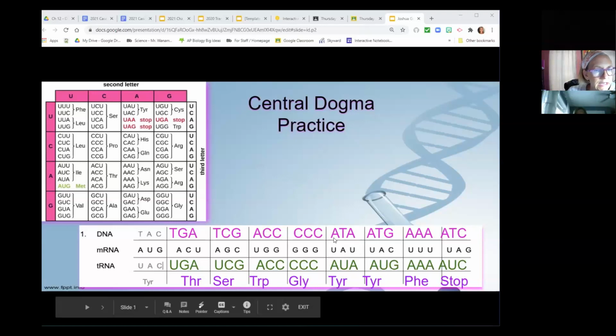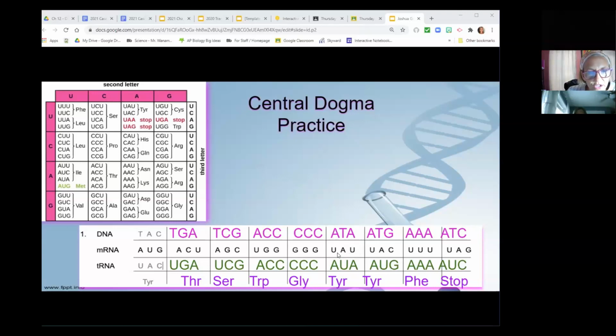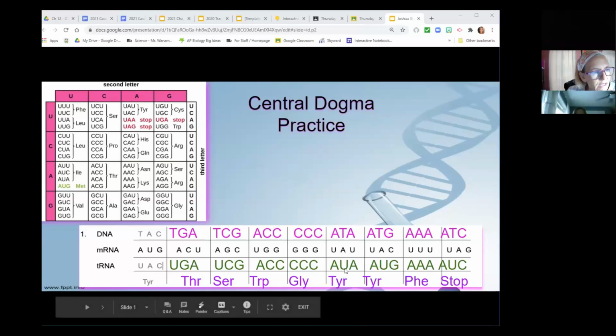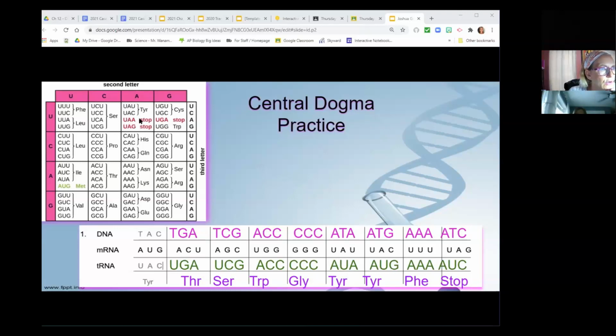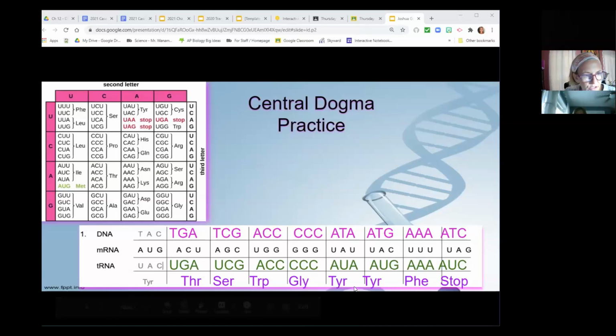So if I'm spot checking here, UAU, U bonds to A, bonds to T, except it will be U in tRNA. U bonds to A. So I'm going to look up UAU. UAU is tyrosine. So did we get serine, tryptophan, glycine, tyrosine, phenylalanine, and stop?